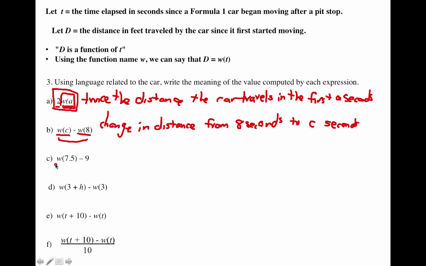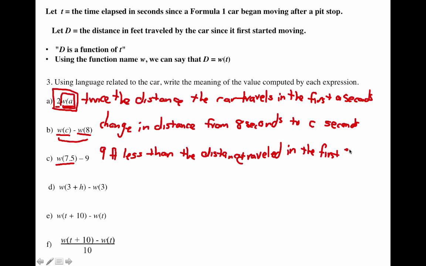Now what about this one? This is how far the car went in the first 7.5 seconds. This isn't an output though, is it? This isn't a W of something. So that's just subtracting 9 from that. So this is 9 feet less than the distance traveled, oops, sorry, I'm writing over that, in the first 7.5 seconds.